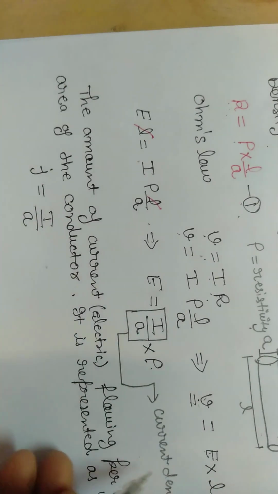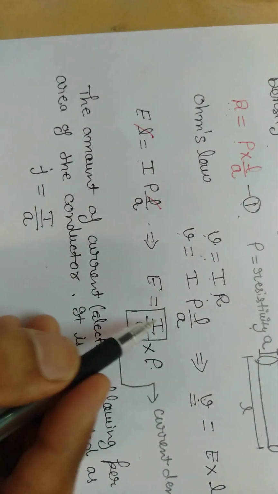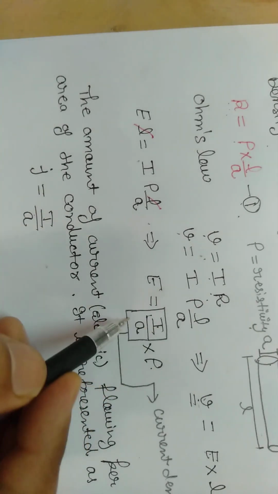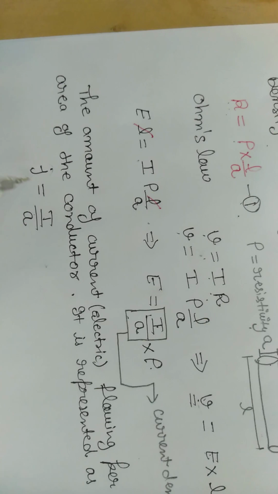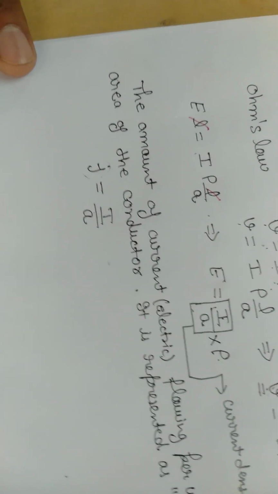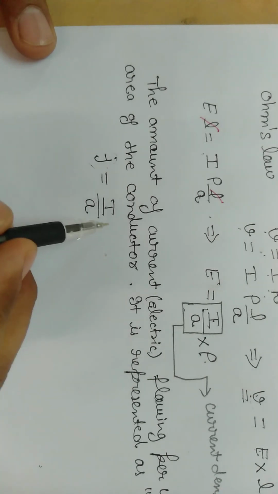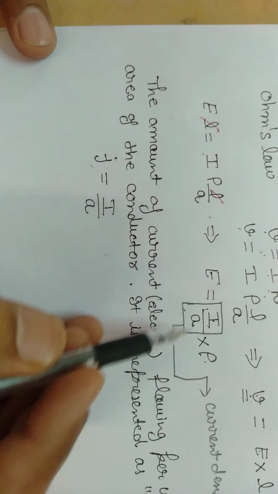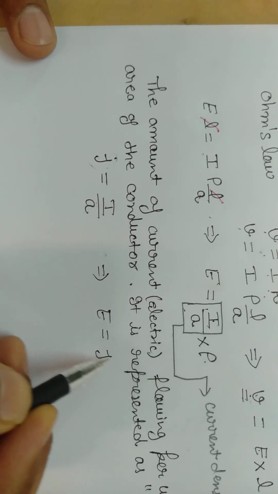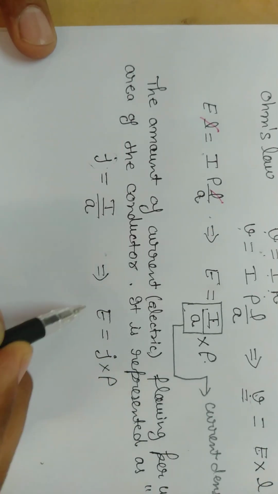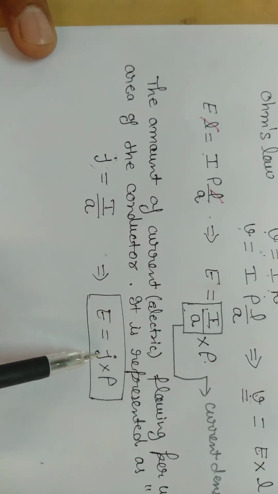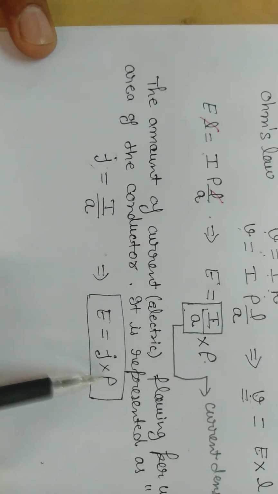So putting this value here again, the I upon A will be replaced by J, your current density. So what will be the equation now? The equation will be E is equal to J into rho. That is the relation of your current density and resistivity.